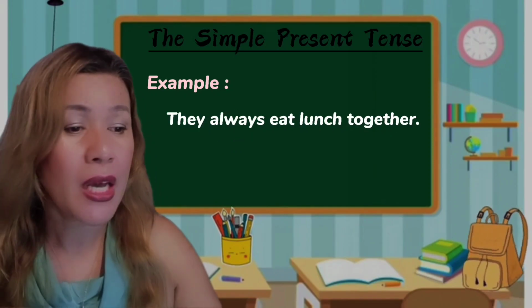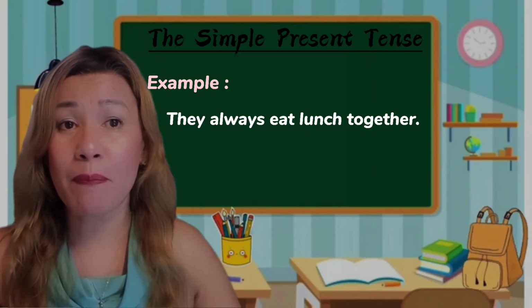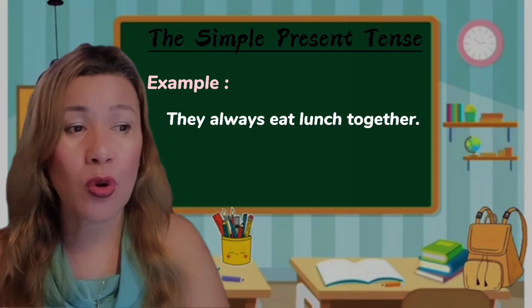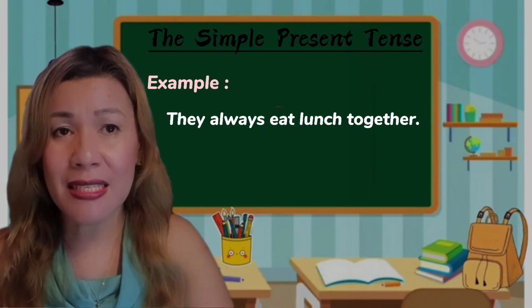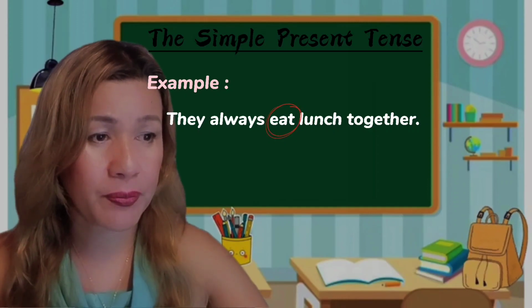Another example, they always eat lunch together. That's a habitual action. That action is done often. So the simple present tense is the appropriate tense to indicate that action.